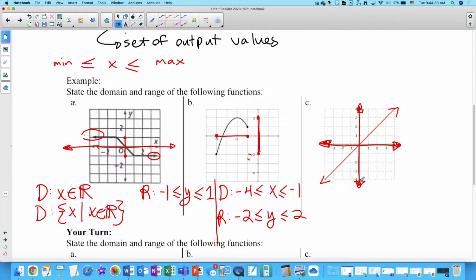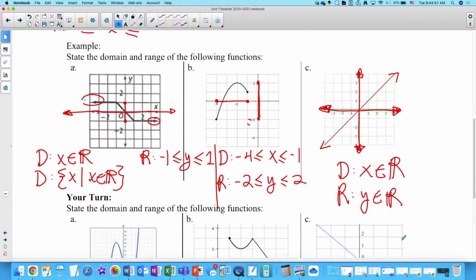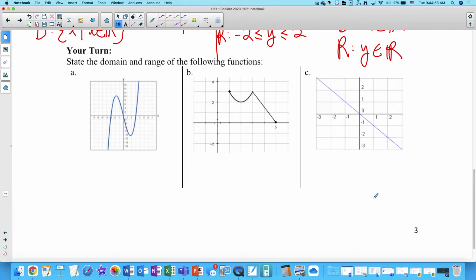Okay? Now, how do we express that? The domain is that x is an element of the real numbers, and the range is that y is an element of the real numbers. Okay? Questions with that so far? All right, cool. So I'm going to give you guys maybe 5 minutes to try these 3 yourself, and then we will keep going.